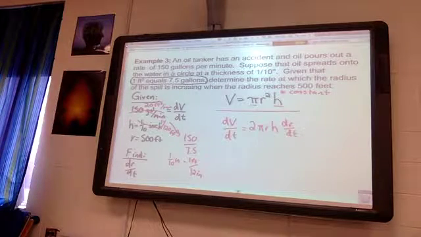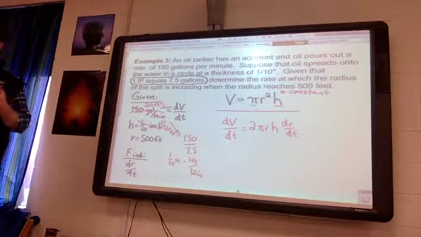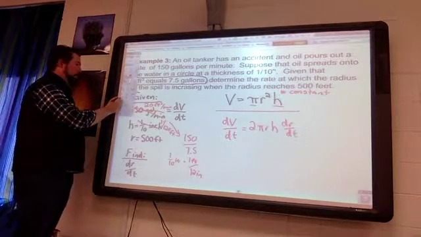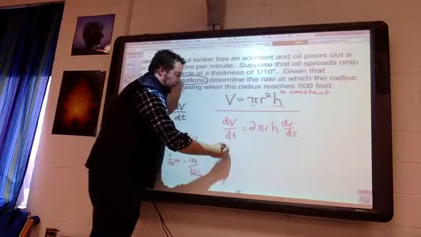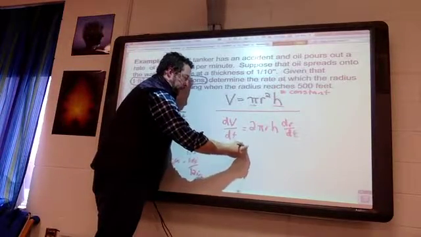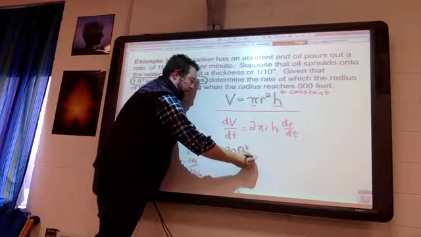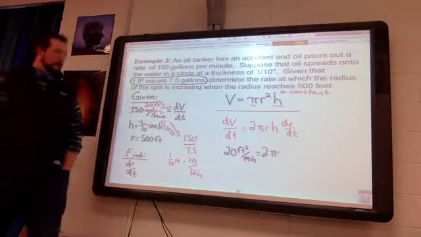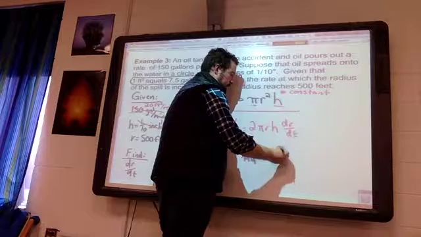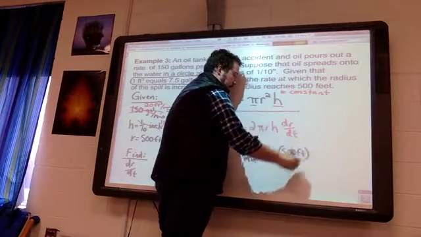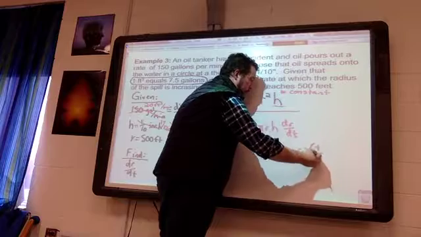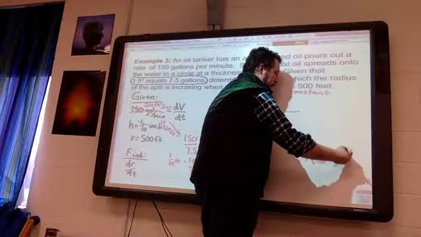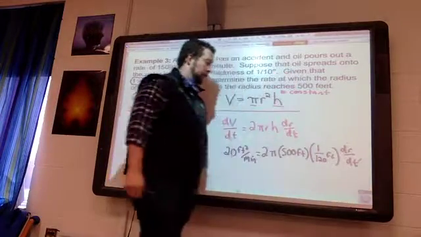All right, so we now have all of our given terms in the same unit of measurement, in feet. So let's plug in. We know that the dV/dt is 20 cubic feet per minute. We have 2, we have pi. We know our R is 500 feet, times our height, 1/120th of a foot. And we're still looking for dr/dt.